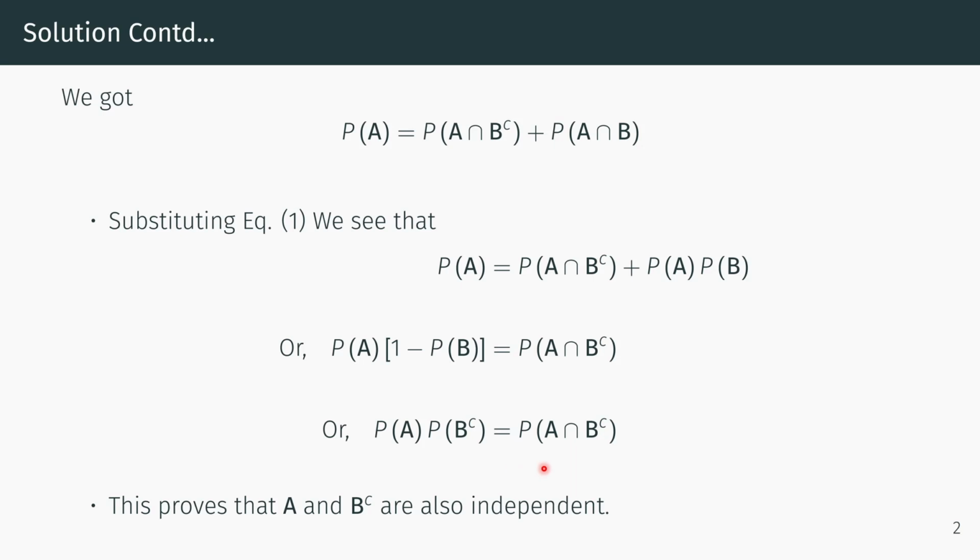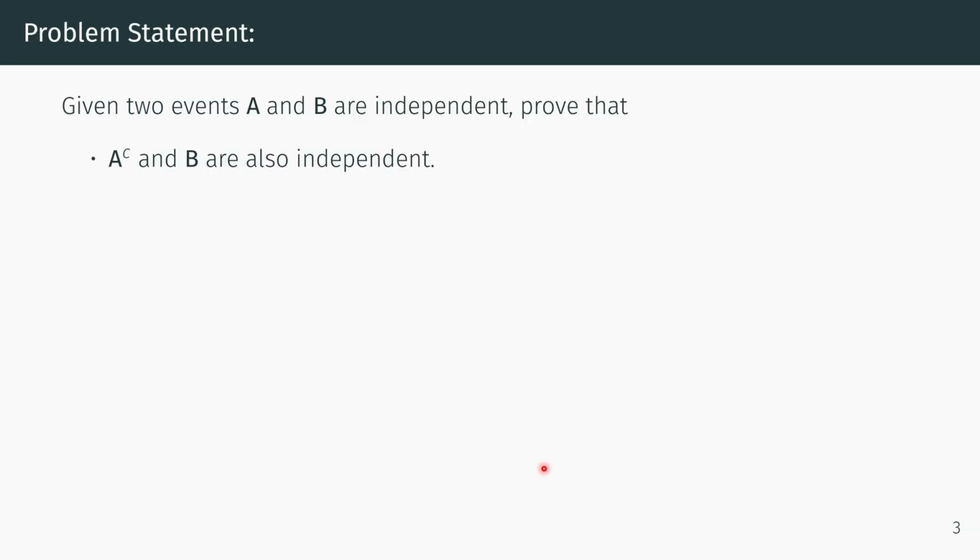So let us proceed to the next problem. The statement is again the same. If we have two events A and B which are independent, now we have to prove that A complement and B are also independent. Previously we proved that A and B complement are independent. Now we will prove that A complement and B are also independent.